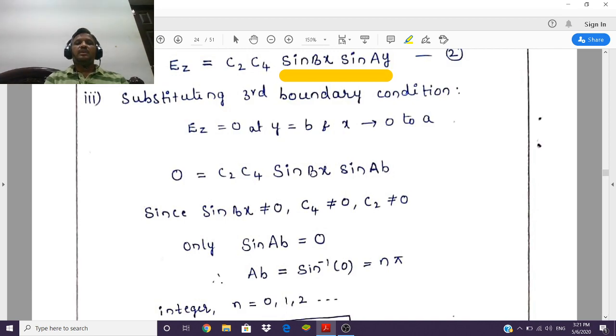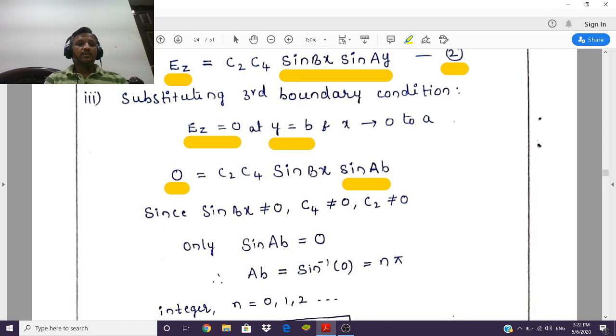For the top face, it's very clear that y is fixed at b and x is ranging from 0 to a. At that, Ez is 0. So substitute in the second equation Ez equal to 0 and y equal to b. Then Ez will become 0, C2 C4 sin bx will be as it is, and in sin ay, y is b, so that will become sin ab. So now the equation will be C2 C4 sin bx sin ab.